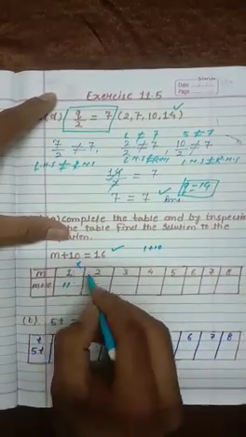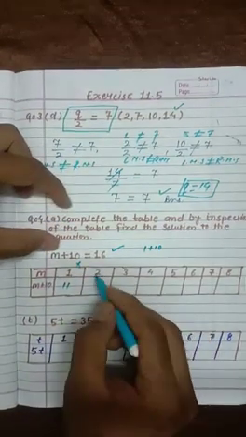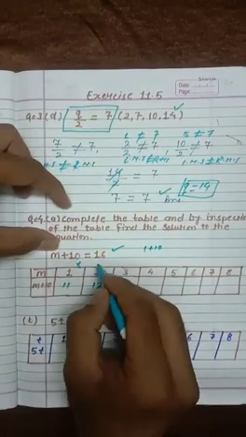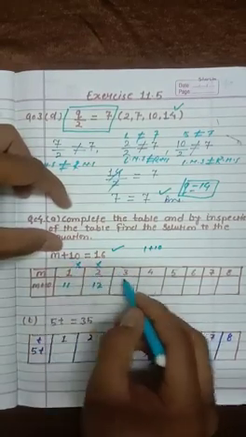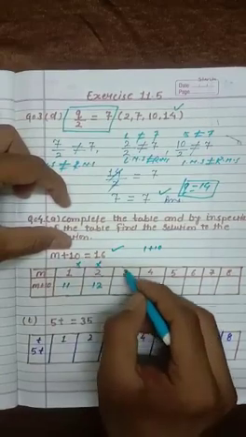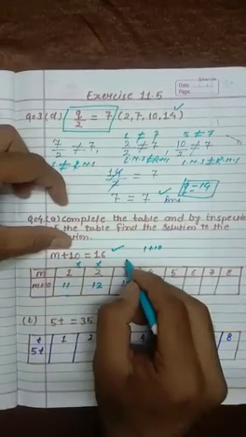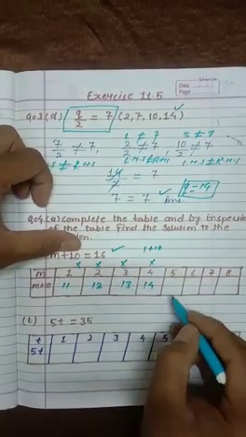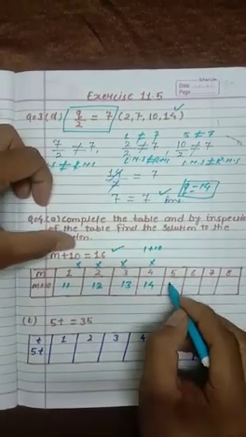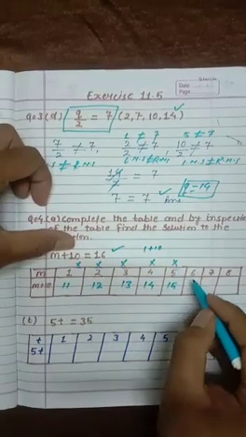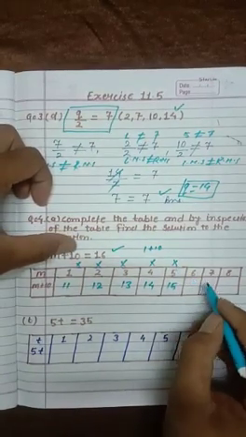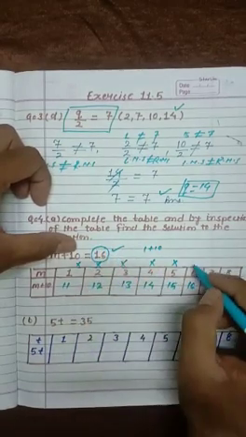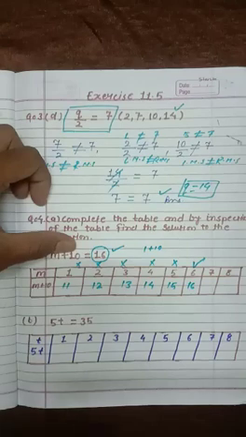No, it is not. If you put 2 at the place of m, 2 plus 10 will be 12. Is 12 equal to 16? No, it is also not. If you put 3 plus 10, it will be 13. This is also not. 4 plus 10 will be 14. This is also not. 5 plus 10 will be 15. This is also not. 6 plus 10 is equal to 16. So 16 is equal to 16. Yes, this is satisfying our value.